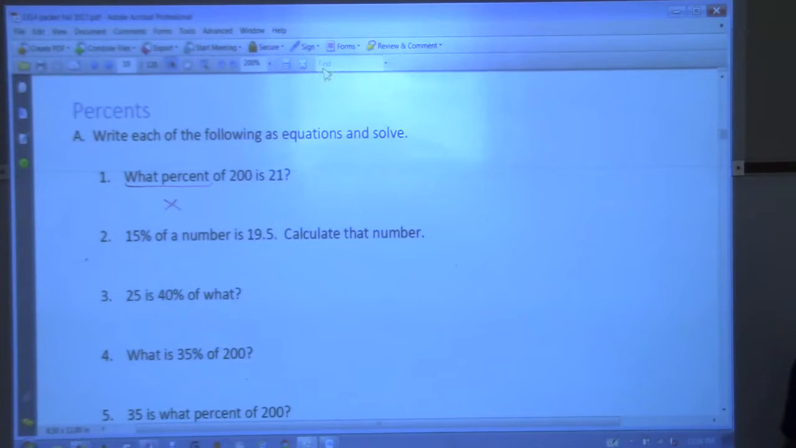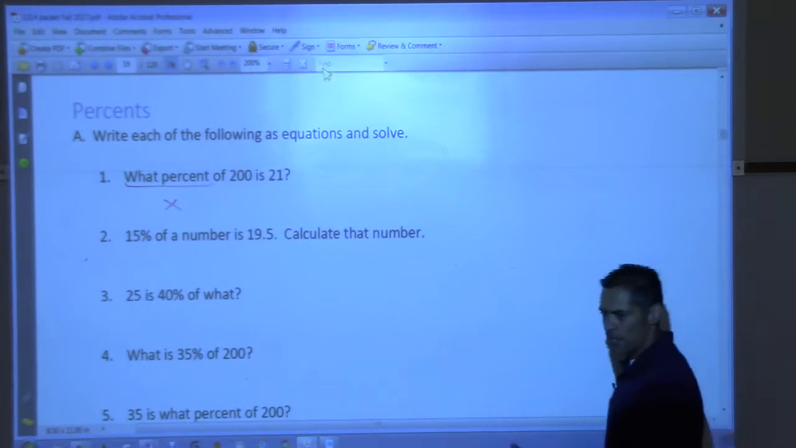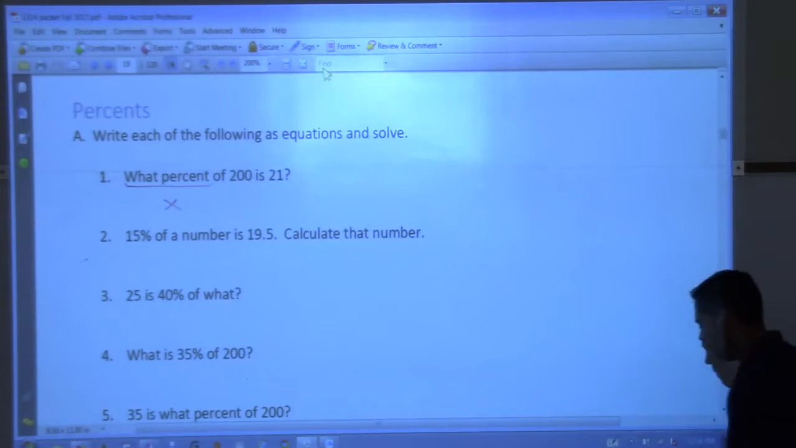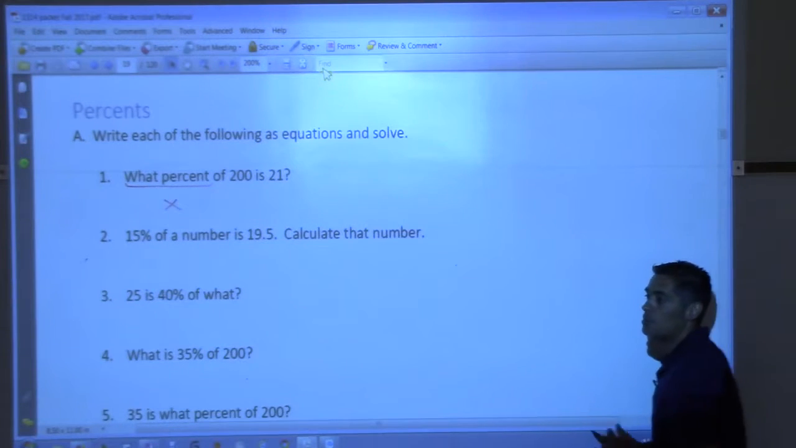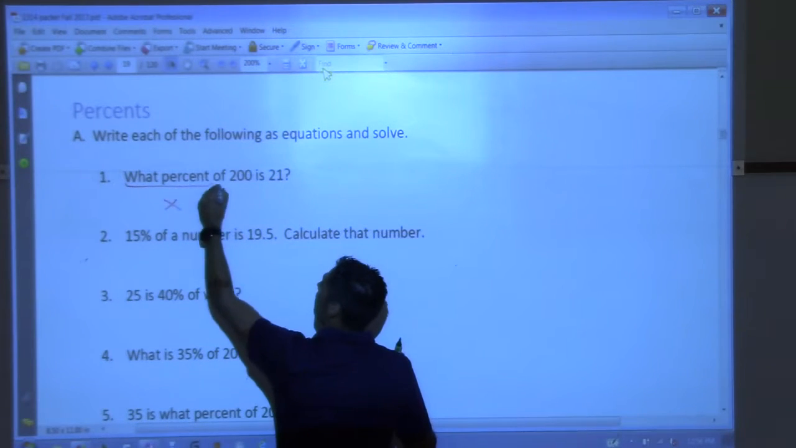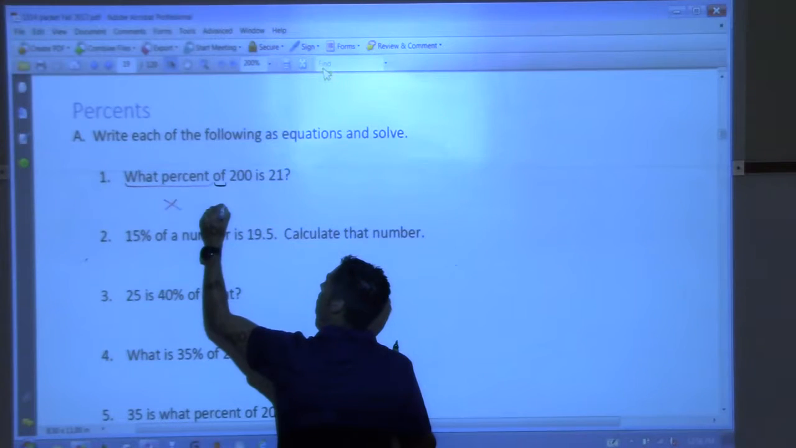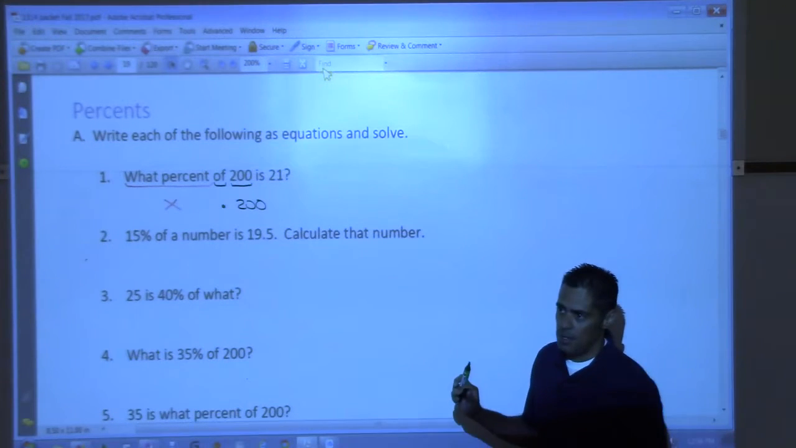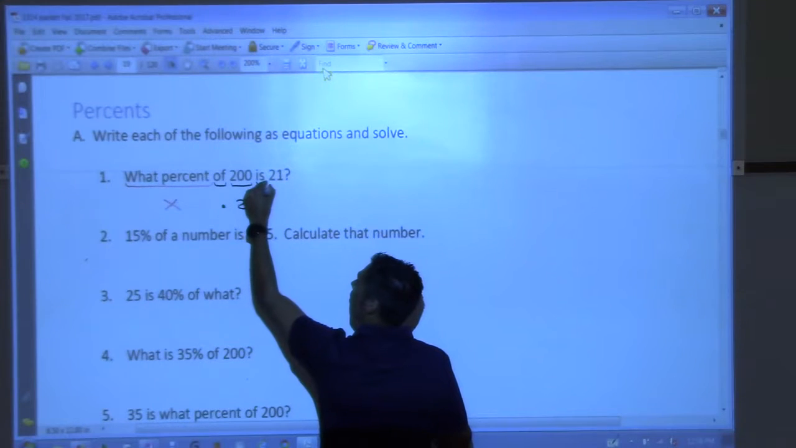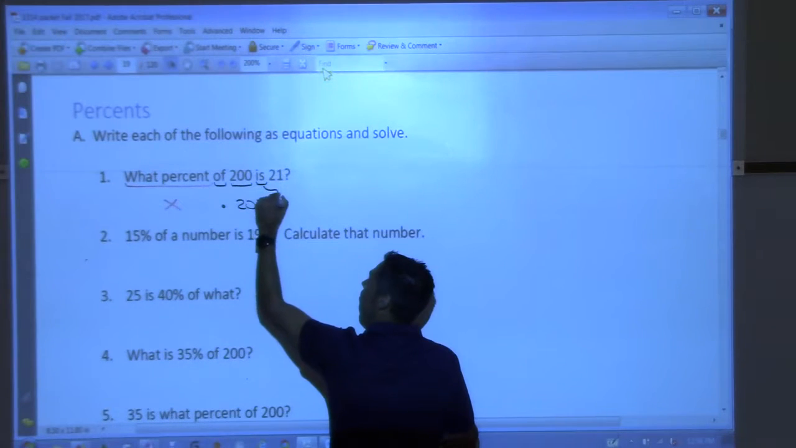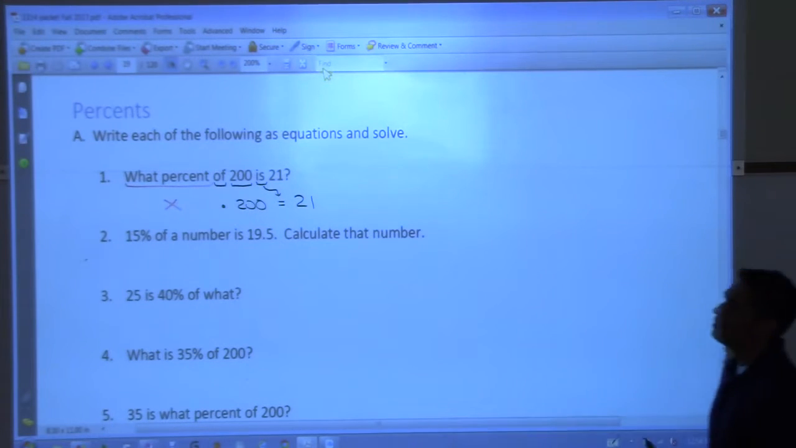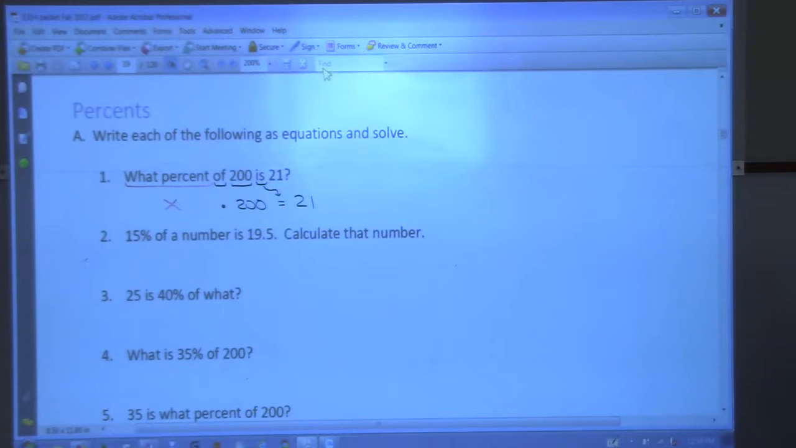Now, when you see the word "of" in mathematical statements, I alluded to this earlier in this class. What does the word "of" translate into? Multiplication. So this "of" right here is going to become multiply, and then 200 is just going to be 200. And when you see the word "is" in mathematical equations, what do you think? Equals. And then the other side is 21.